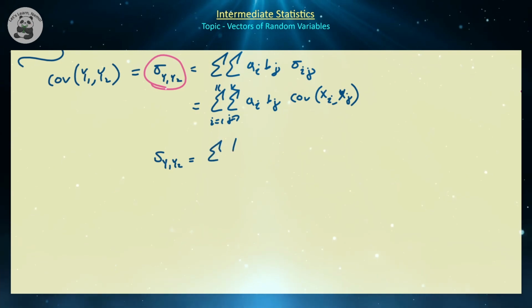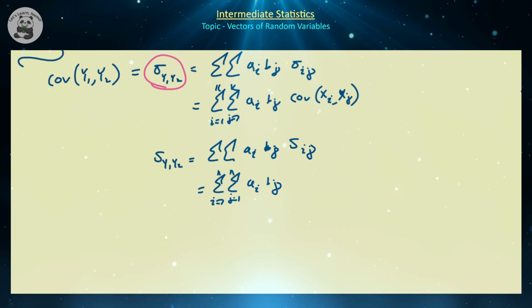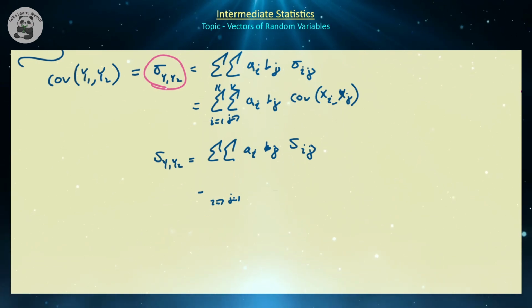And this is going to be equal to, again, the double sum of ai bj times sij, which is obviously just going to be the sum from i equals 1 to k, the sum from j equals 1 to k of ai bj times the sample covariance. I guess we don't really have another notation, so I can technically just leave it like that because you know what I mean by that. So that would be the sample covariance between these linear combinations, y1 and y2.